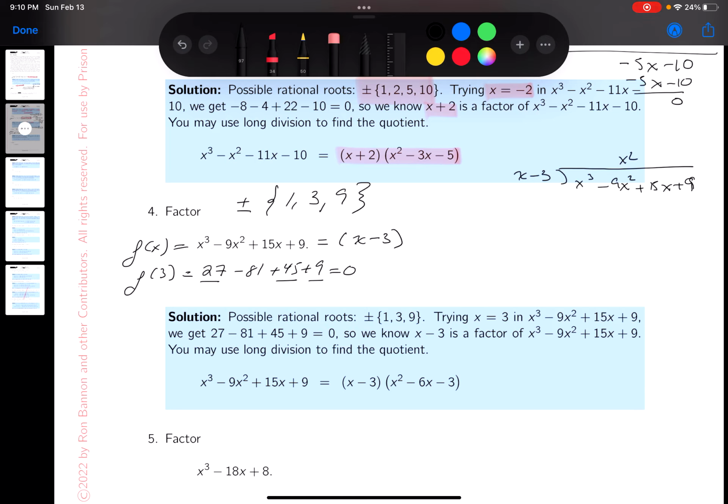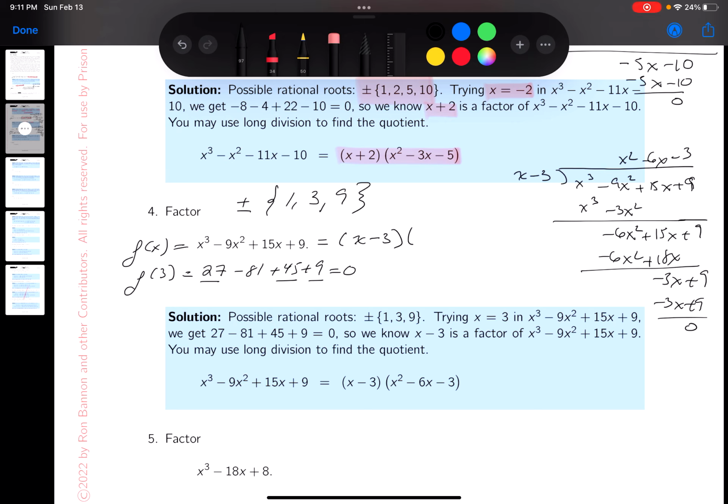So x squared, that gives you x cubed minus 3x squared, subtract. I like to drop all the places down. Minus 6x squared plus 18x, subtract. And that would be minus 3. And what do you get? Minus 3x plus 9, remainder 0. So I found the other factor.